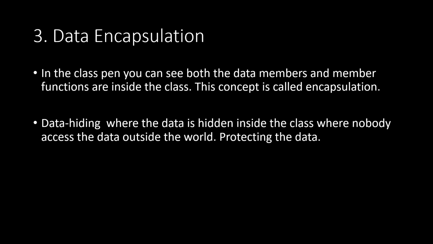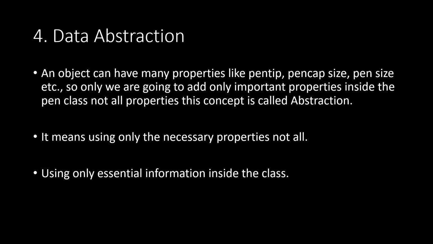This is another concept in OOPS. So data encapsulation, data hiding, data protection, all these are concepts of OOPS. And then we have data abstraction. Abstraction in the sense a class of a pen can have different types of properties. It can have pen type, pen name, like this we can have different properties. But we are not going to use all the properties of an object. We can call only the important properties of an object.